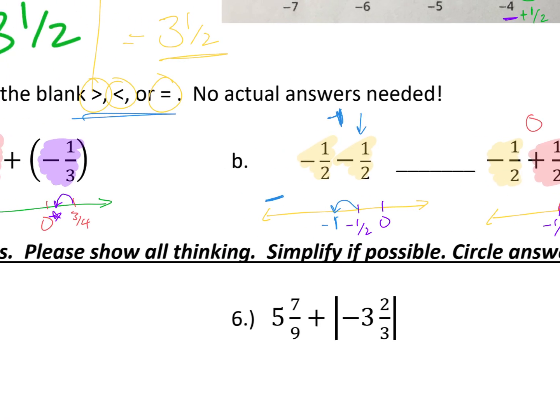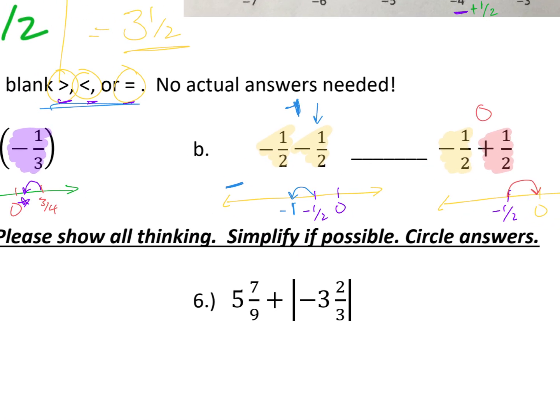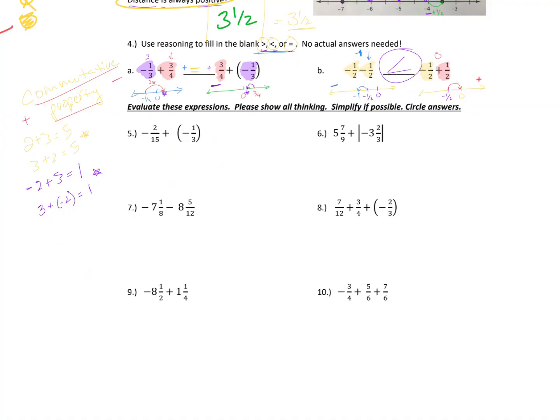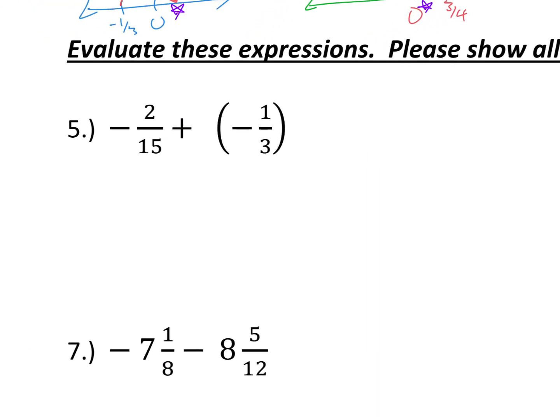What's the sign going to be? Is it greater than, less than, equal to? It is negative 1 is less than 0. That is our answer right here. Now let's evaluate some expressions. Some of you might think we just did some of this stuff. Well, great. Let's see how you do.